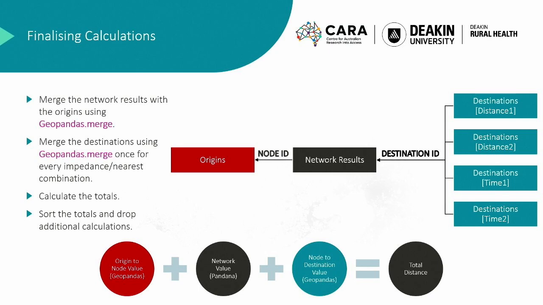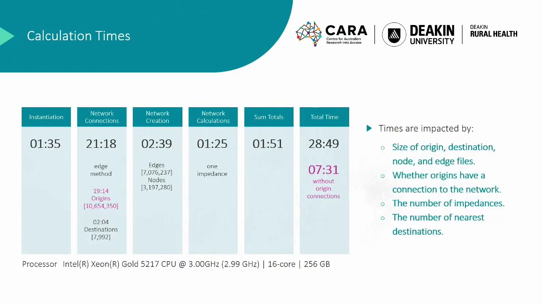Once that's been done, this is why we do those additional calculations, because once we add on those 2 end values, you may find that the nearest is not actually the nearest. Therefore, we can sort those out and remove those additional ones that we've done once we actually know which is the shortest overall.